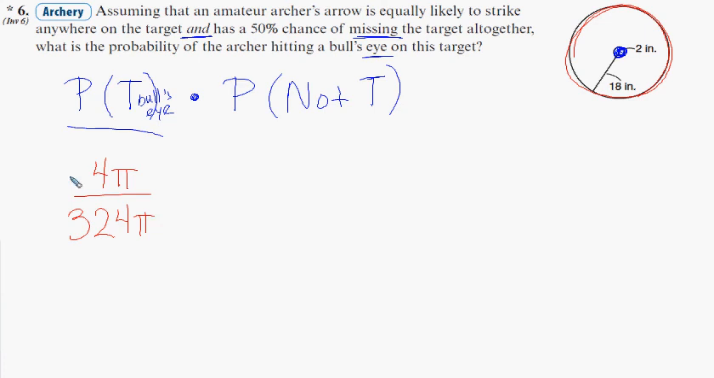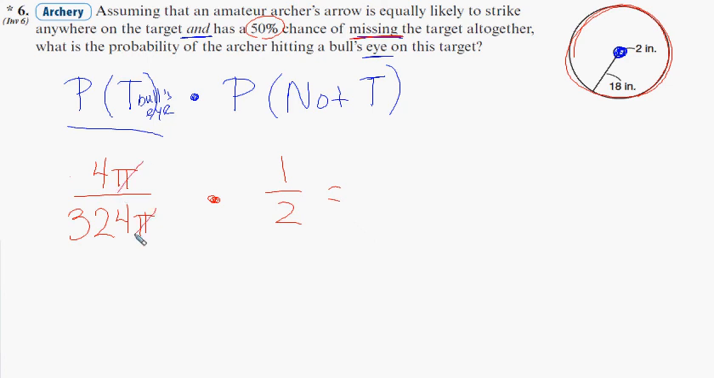Favorable over total, okay? Now we need to evaluate the probability of missing the target altogether. Well, they gave us the probability. They said there's a 50% chance, which means it's times 1/2. So all we have to do is just finish this multiplication.